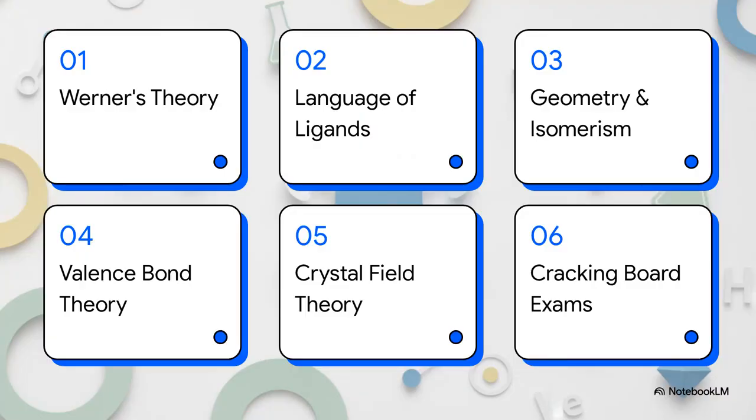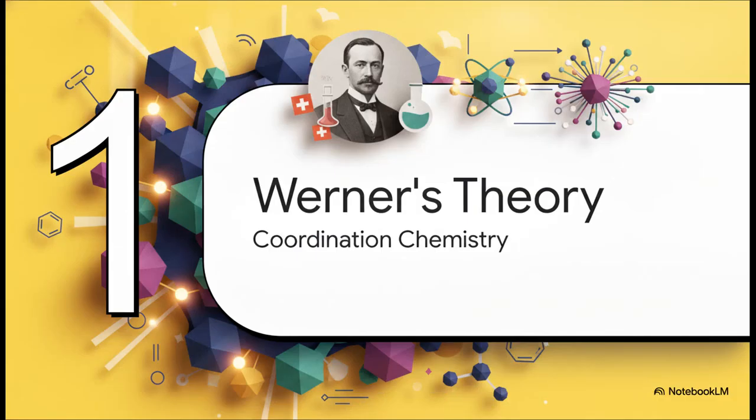All right, here's our roadmap for today. We're going to cover a welcome to coordination chemistry, the language of ligands, geometry and molecular isomerism, valence bond theory, crystal field theory, and finally, how to crack those board exams. Kicking things off with Section 1, Welcome to Coordination Chemistry, featuring Werner's theory.